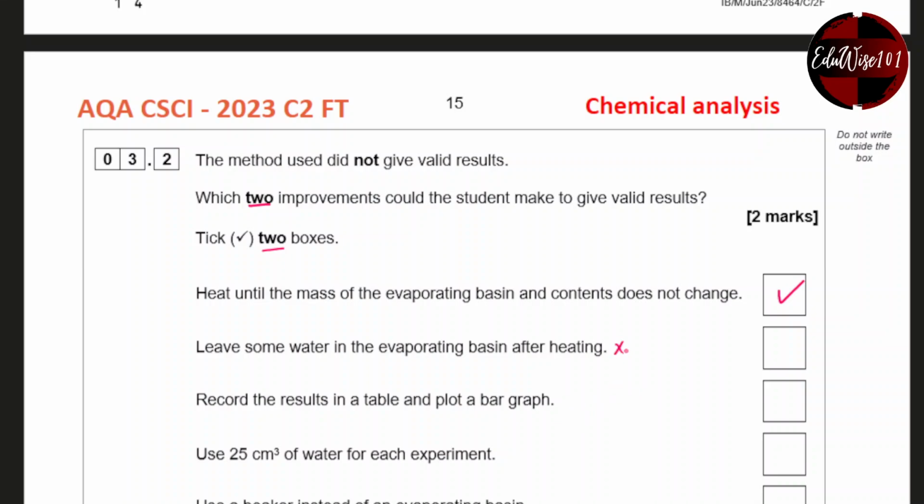Record the results in a table and plot a graph. That's not actually going to help you to give a valid result. Use 25 centimeter cube of water for each experiment. Yes, you want it to be controlled. Use a beaker instead of an evaporating basin. It's not going to make that much of a difference.